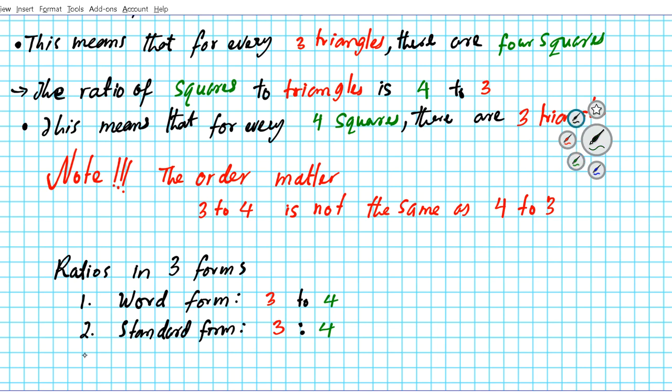And then lastly, the third form is known as the fraction form. How do we write this ratio, 3 to 4, in fraction form? The number that comes first is the numerator, and then this colon is the division bar. And the number that comes after the colon is the denominator. So these are the three different ways that you can write a ratio.